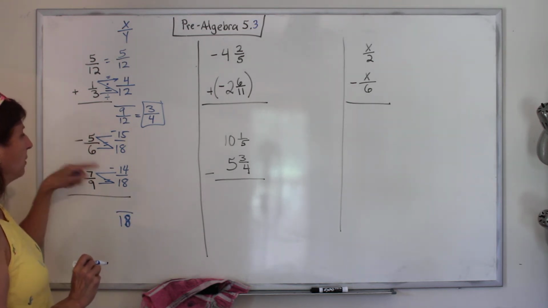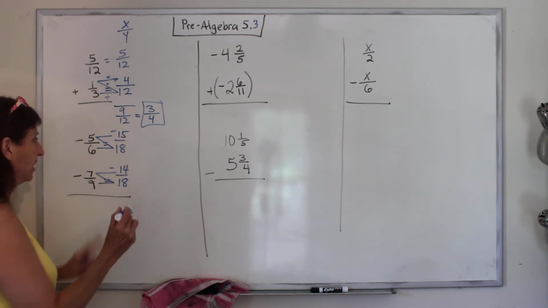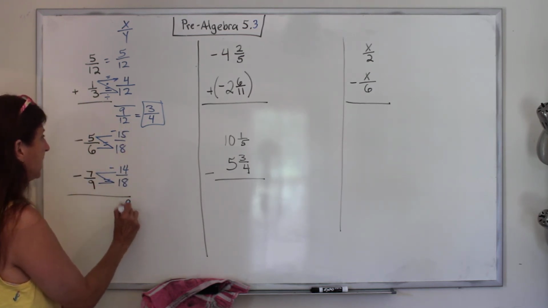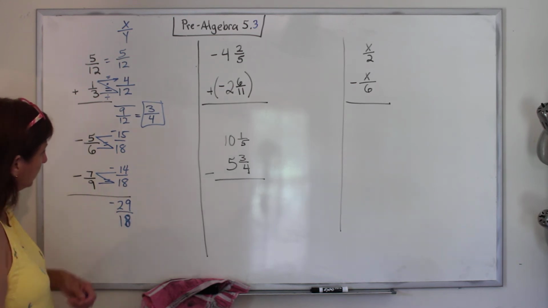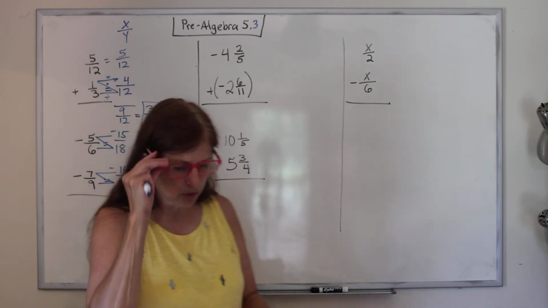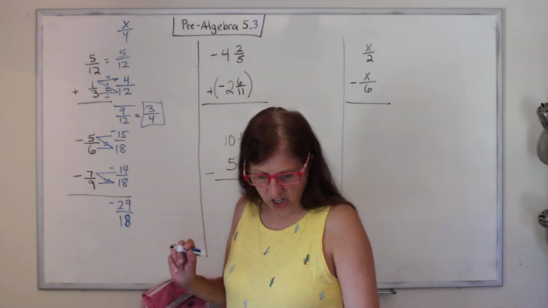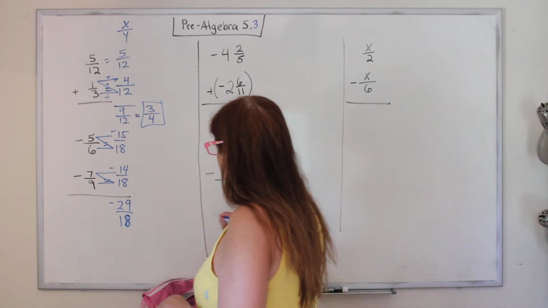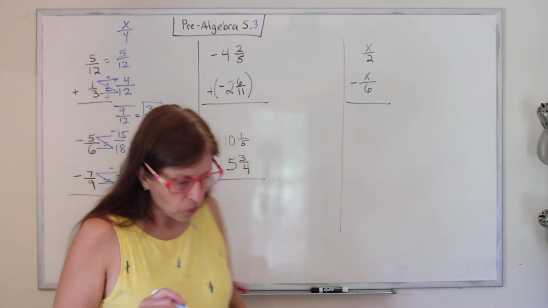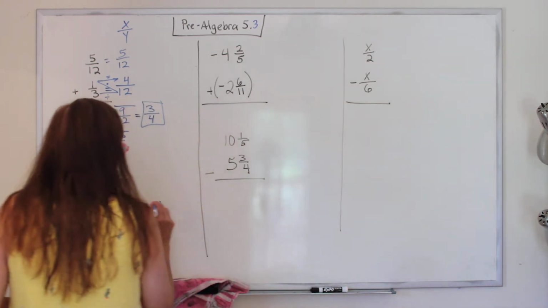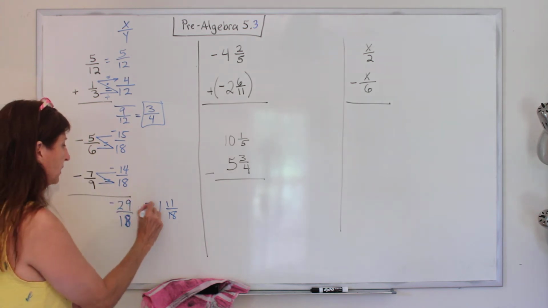And if they're both negative, I'm adding them. I was negative, and now I'm going to be more negative. So 5 and 4 is 9, 1 and 1 is 2. And can that be reduced? Let's cheat and look in the book and see. No. But what they did is they converted it to, because 18 goes into 29, they converted it into negative 1 and 11/18. Now, this is a fun little secret I'm going to tell you.